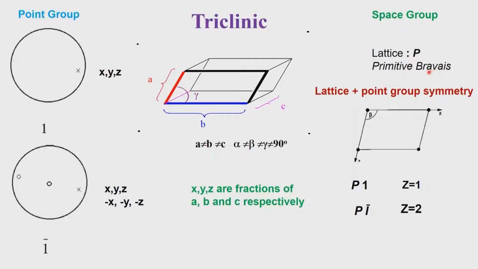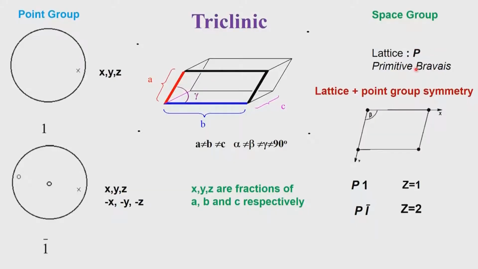We have already seen there are 14 Bravais lattices with 7 crystal systems. So, this is the first case, where we have a triclinic system with a Bravais lattice P. Now, if we combine the lattice with the point group symmetry, that defines what we call a space group. So, the space group now represents the 3-dimensionality associated with our crystal.